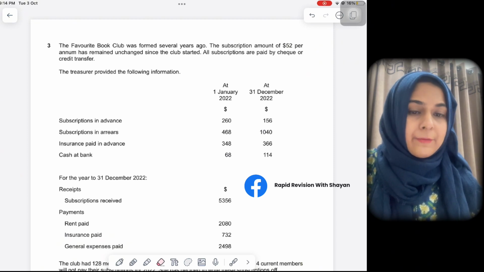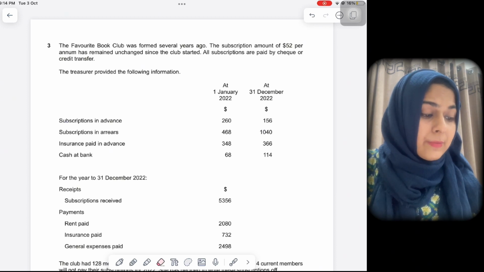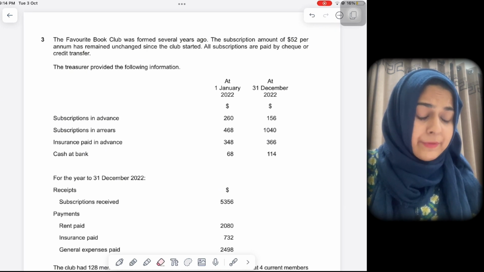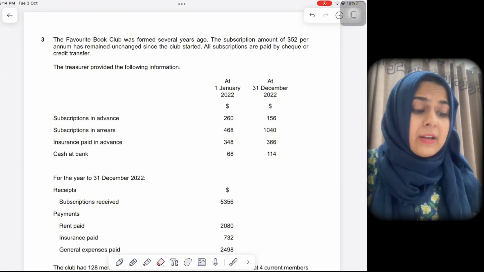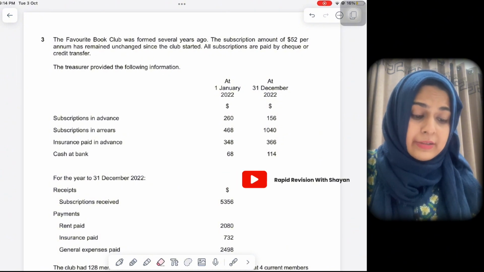They're saying here the favorite book club was formed several years ago. The subscription amount of $52 per annum has remained unchanged since the club started. All subscriptions are paid by check or credit transfer. The treasurer provided the following information.